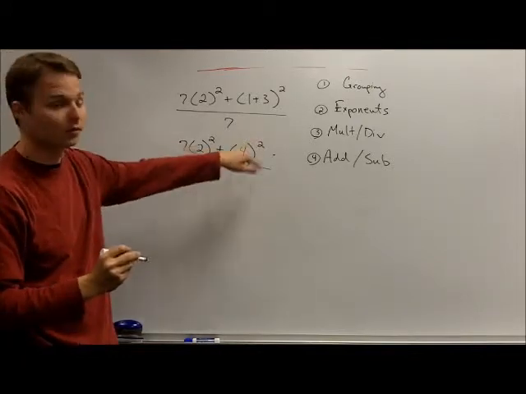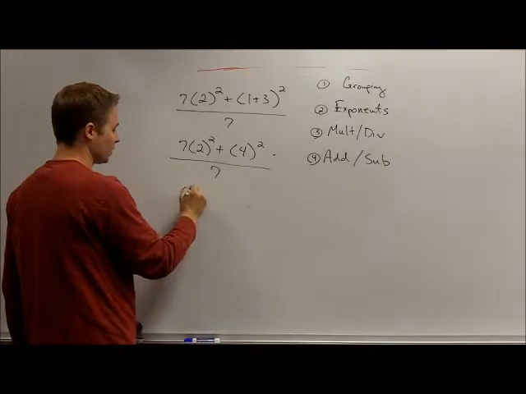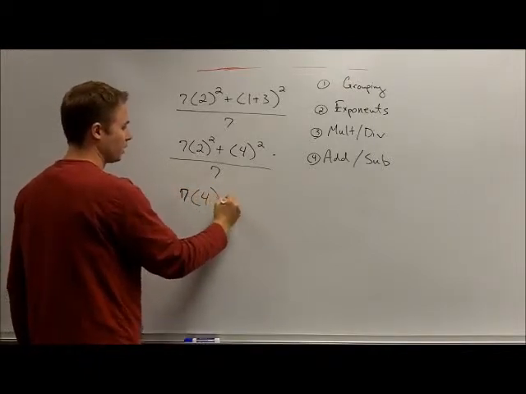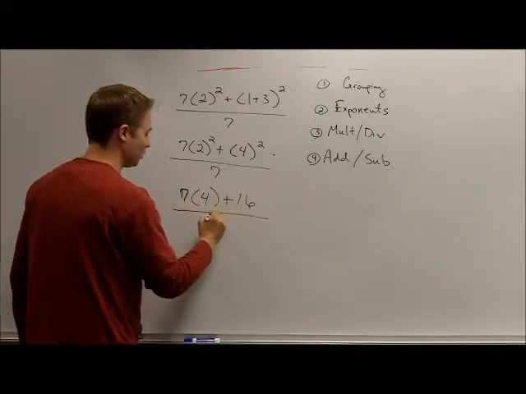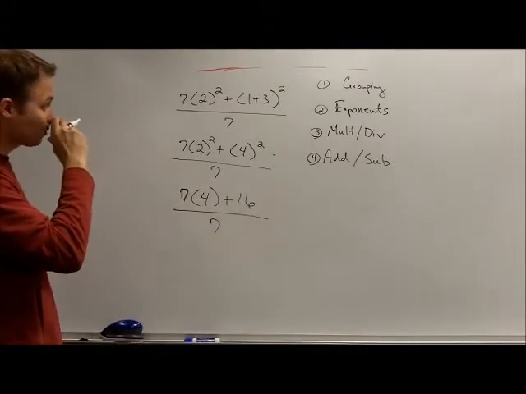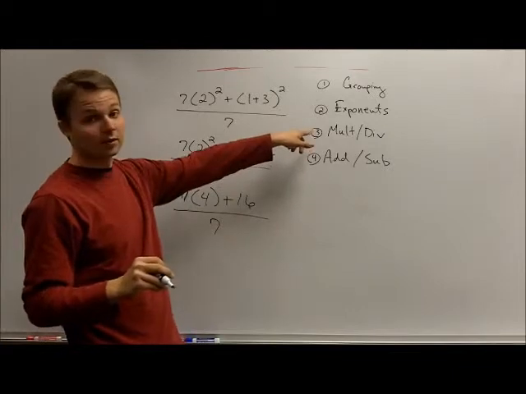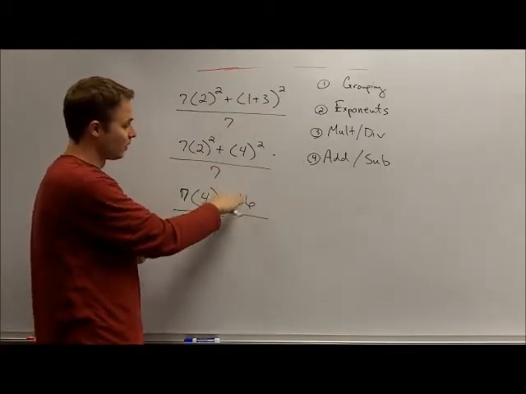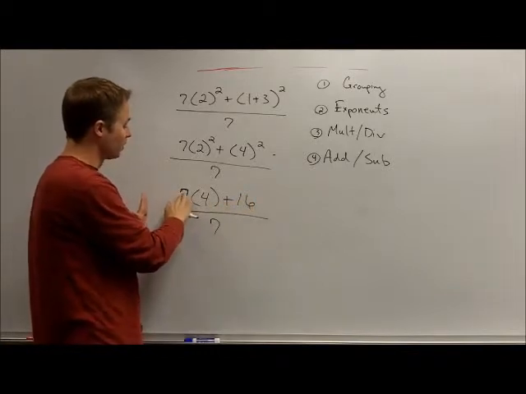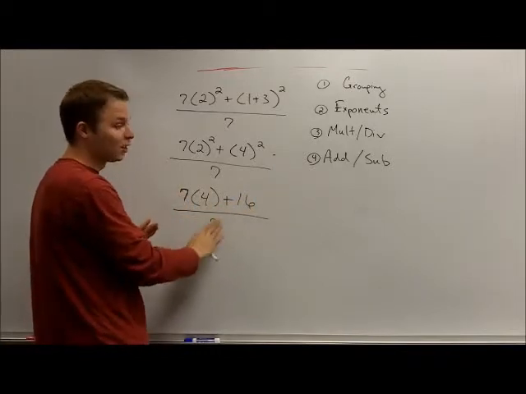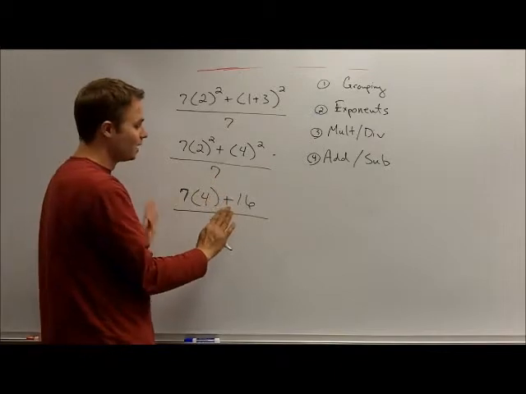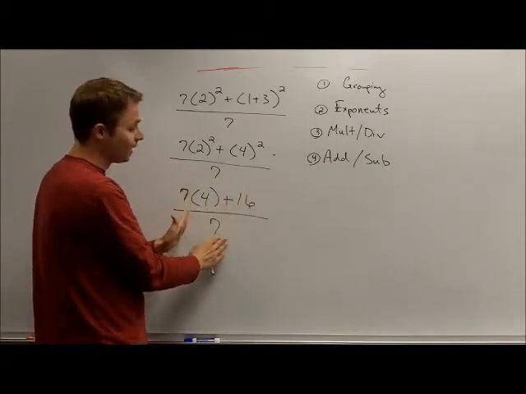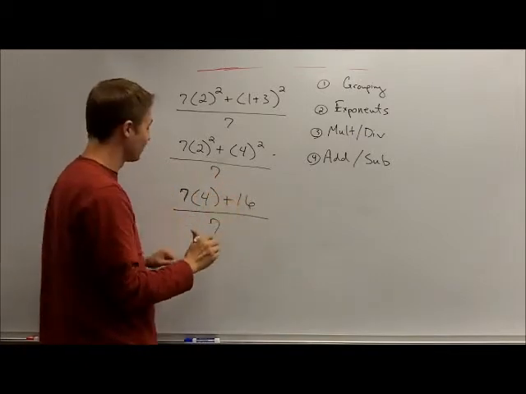So I have a 2 squared and a 4 squared. So this will become 7 times 4 plus 16, all over 7. Now in this case I need to do multiplication and division next, but I'm not going to divide the 7 into both of these terms first. You can, but you have to make sure you divide into each of the terms, not into just one of the terms. So to make it a little less complicated, I'm just going to take care of everything in the numerator first and then divide by 7 at the end, which is totally fine.